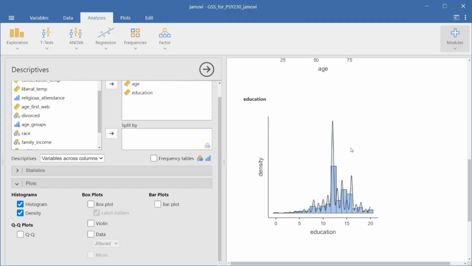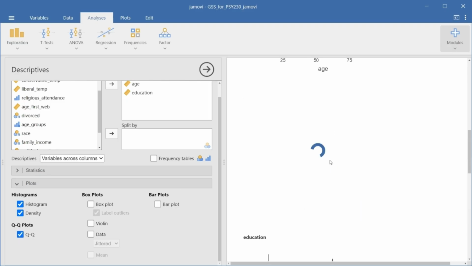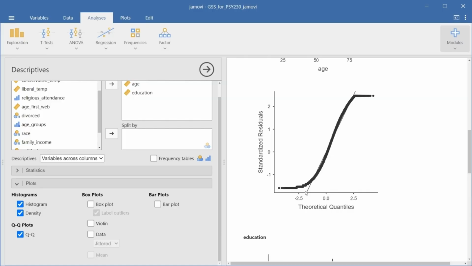Now the important one. Q, plot. This looks strange the first time. Here's what it does. Jamovi takes your data and asks, if this were perfectly normally distributed, where would each point sit? Then it plots what you actually got against what perfect normality predicts. Every dot is one of those comparisons.